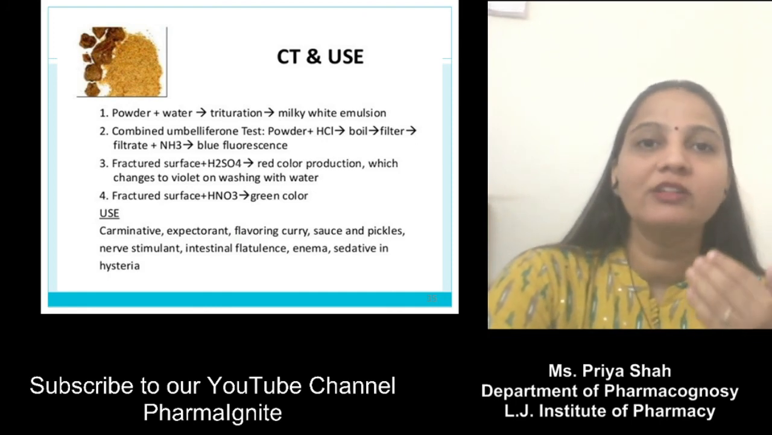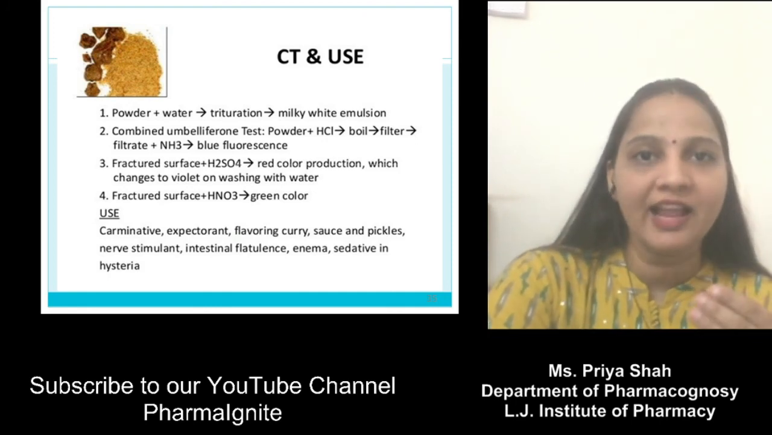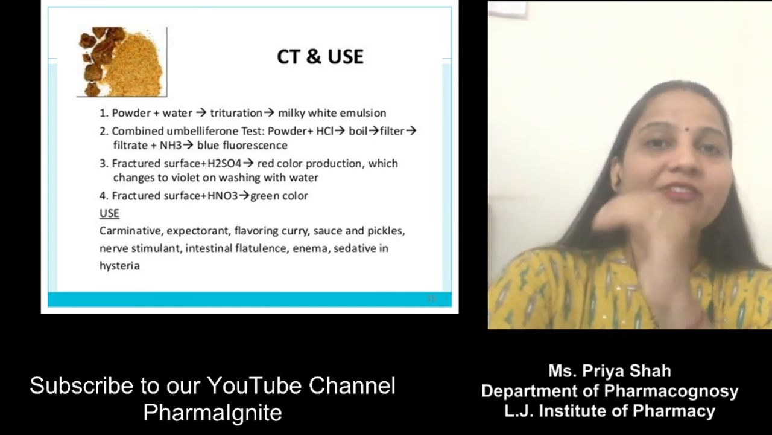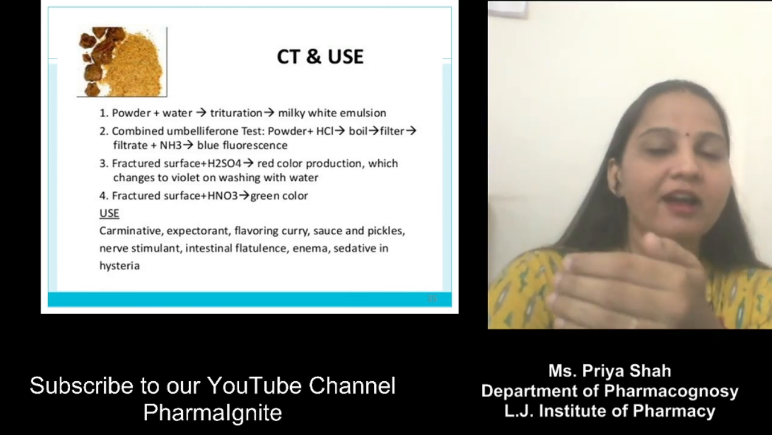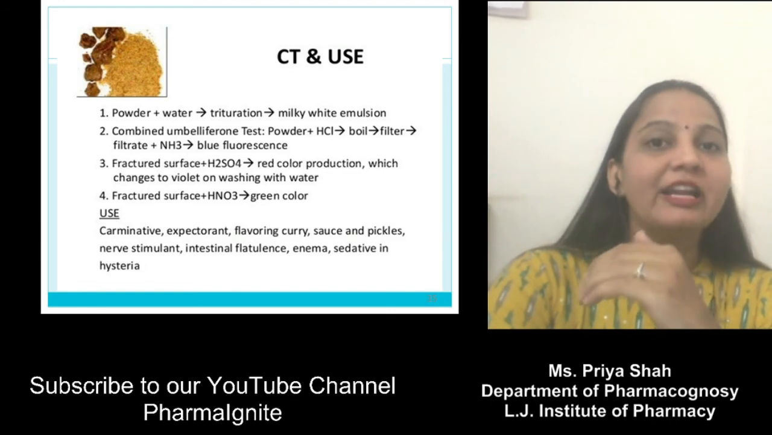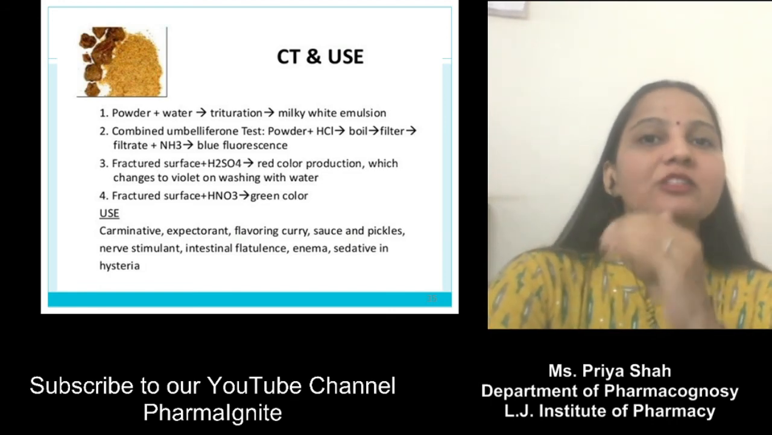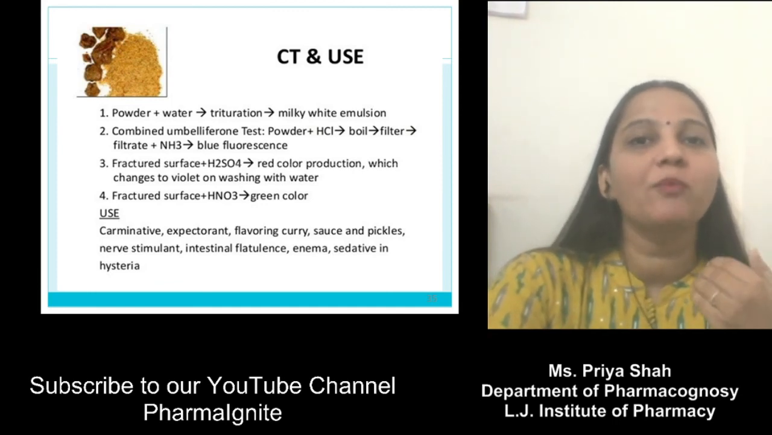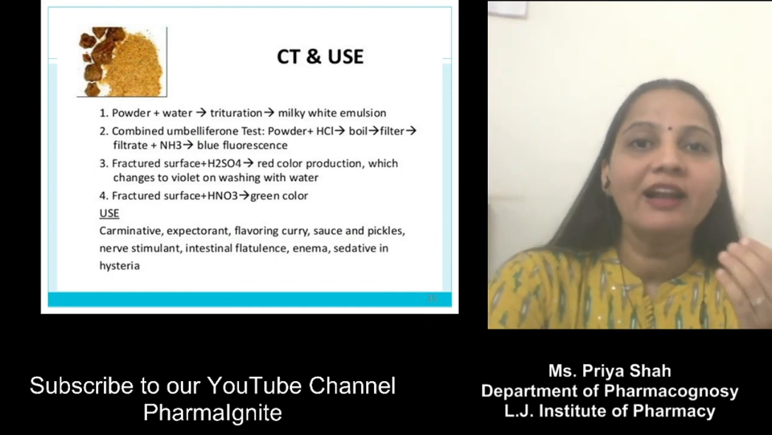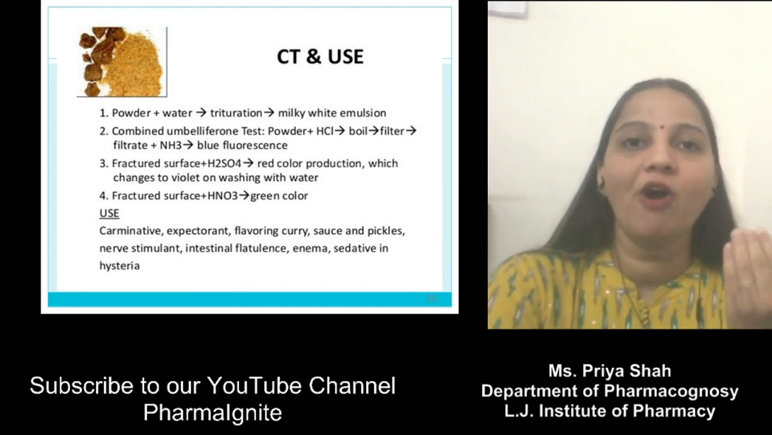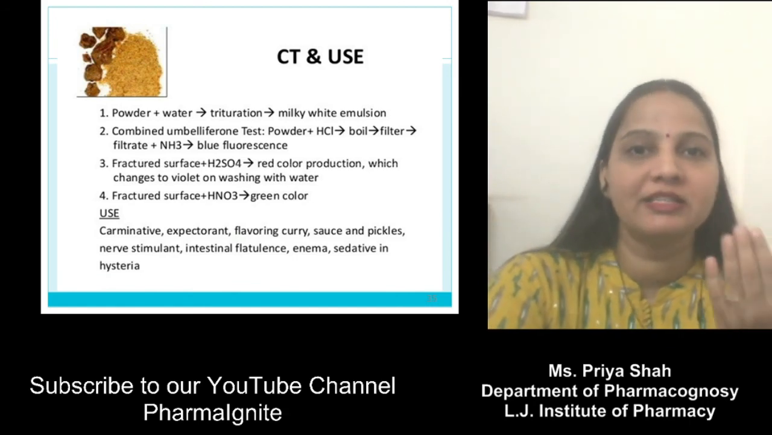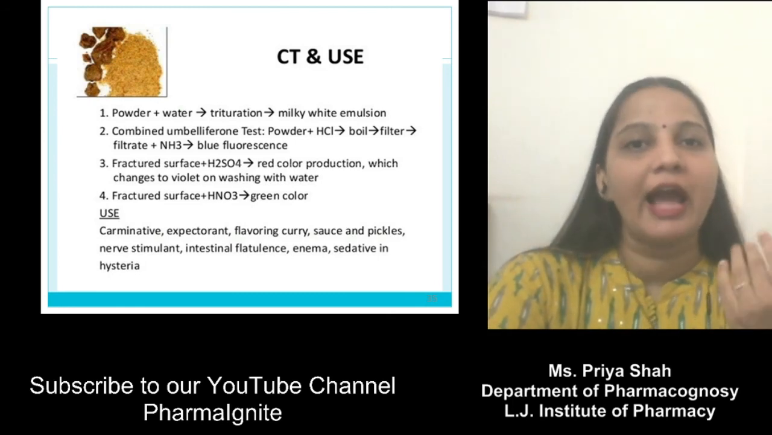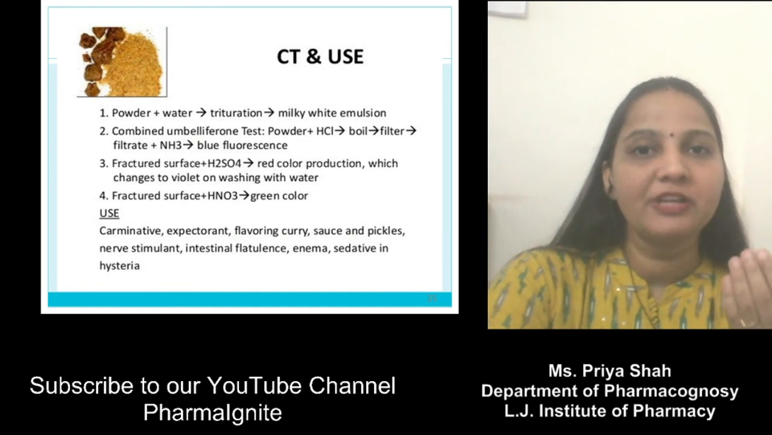In this test, first of all, the drug is triturated or treated with HCl, so free ferulic acid is converted into umbellic acid. Now umbellic acid, on exposure to ammonia, converts into a coumarin derivative known as umbelliferone. Umbelliferone will give blue fluorescence, a positive umbelliferone test. When the drug is triturated with water, it will form an emulsion because this is an oleo-gum resin. The major uses are carminative, stimulant, aromatic, and it can be used in the preparation of pickles.